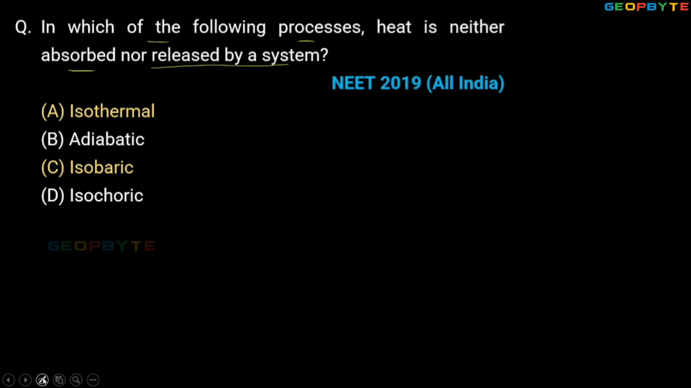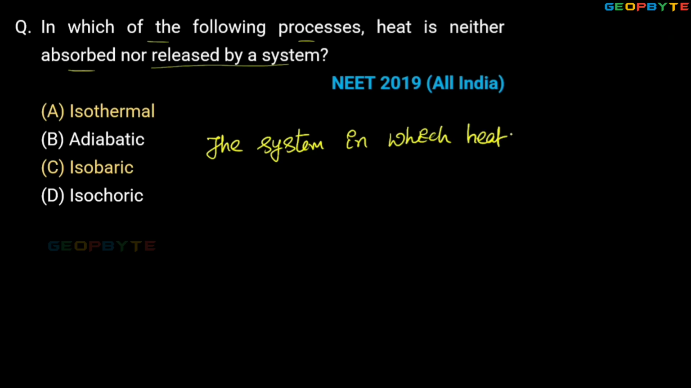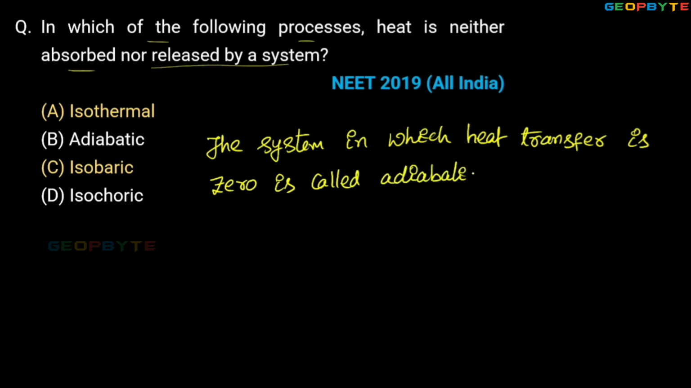Let me write that point. The system in which heat transfer is zero is called an adiabatic system. Similarly, I can also write like this.